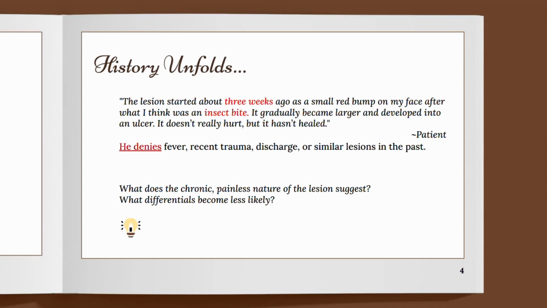So, in a case of a chronic, painless nature of lesion, what are the differentials that we think of mostly and less likely? Less likely it will be infectious. Infectious will probably be something acute. Something inflammatory will be acute. It wouldn't be a subacute or chronic process. Instead, we will think about something like atypical infection. Could be TB, could be syphilis, could be leishmania, could be any ulcer-forming infection.